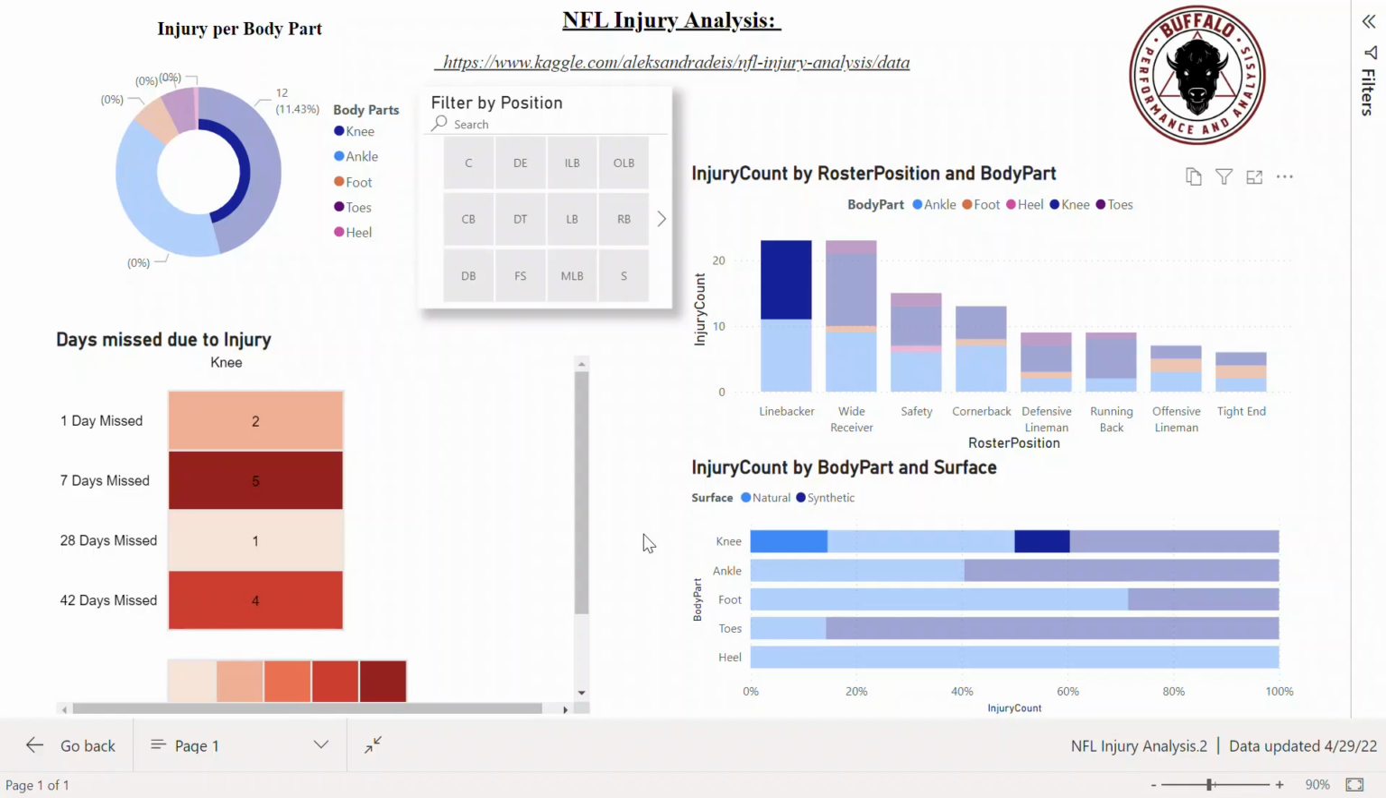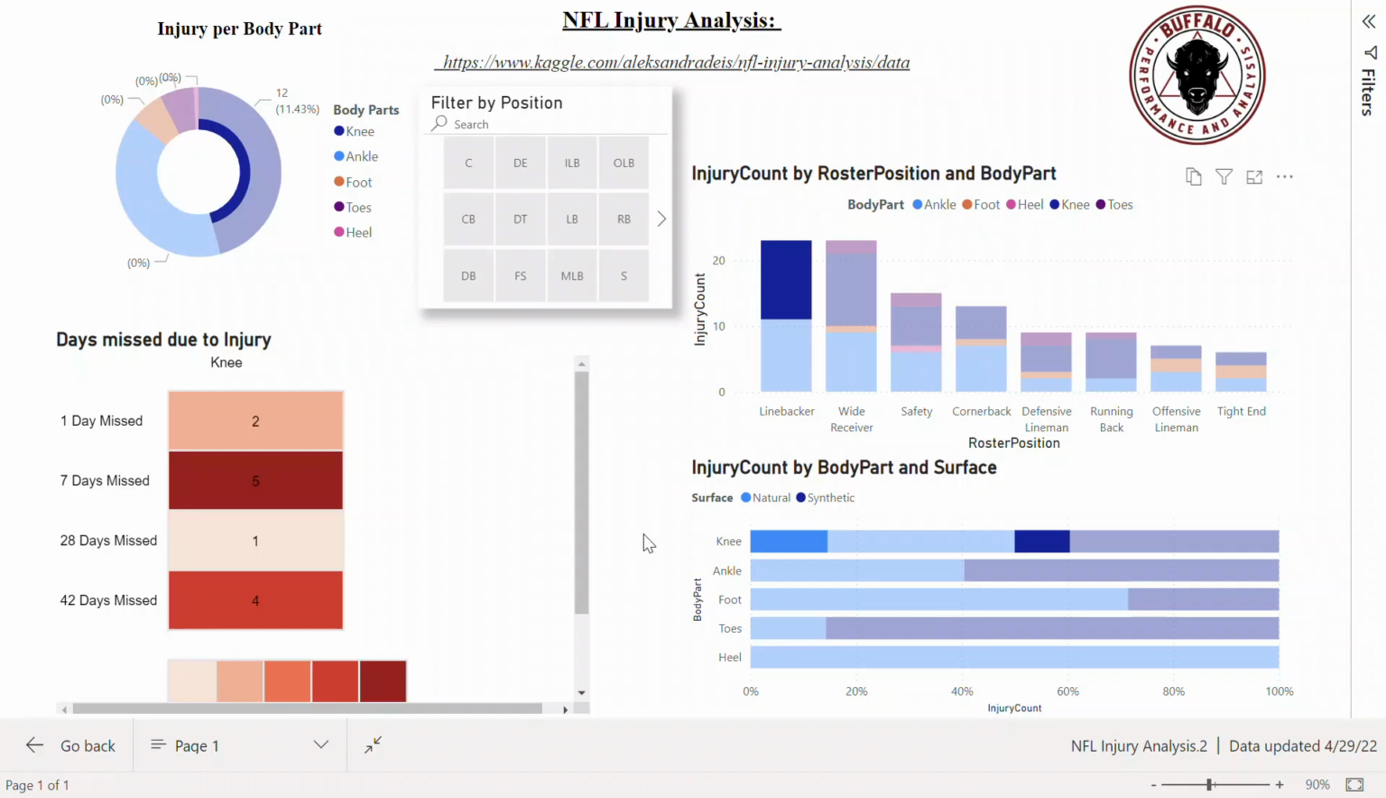This goes even further still, because we can talk to the equipment manager. What kind of shoes were they wearing? What kind of cleats were they wearing? How long were the studs? How many studs were on their feet when they incurred this injury? And then we can find correlations between the shoes that they're wearing and the injury that they have.